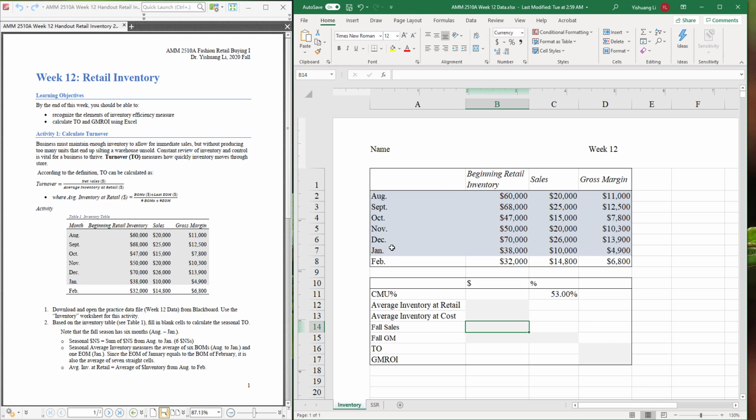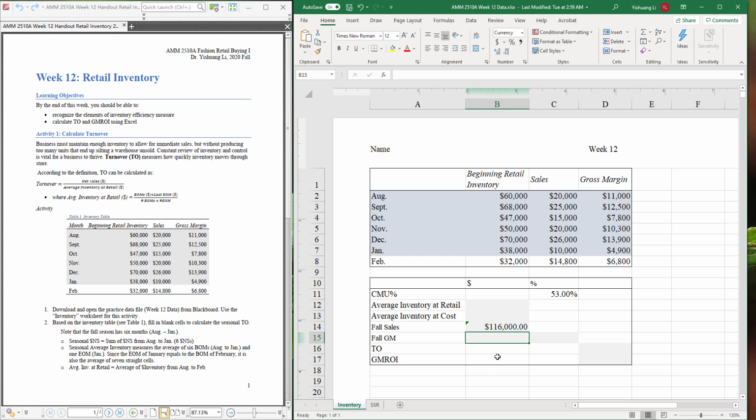And to calculate a seasonal net sale, we need to use a sum formula. Make sure that we include only 6 months. So the sales column would be column C, and we can just use our mouse to select the 6 sales and press enter. This is the net sale of the fourth season.